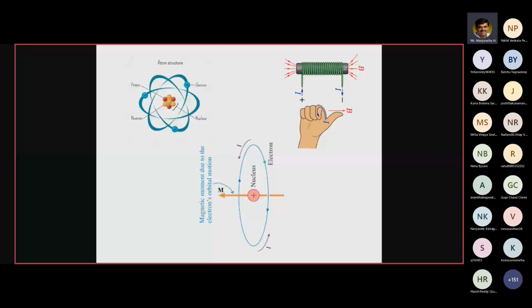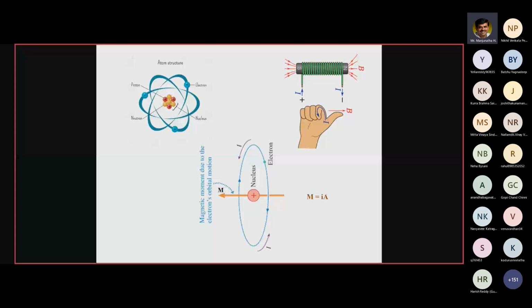We know that any atom, students, has electrons. Forget about the nucleus. Even if you want to study in depth, the nucleus also you have to take, because even in the nucleus, the charged particles will not be at rest. They will be moving. That is also charge in motion. But take electrons. You know that, students, electrons will be revolving around the nucleus.